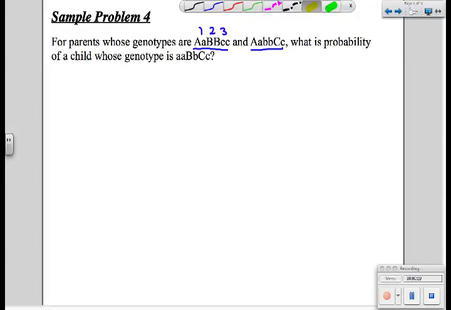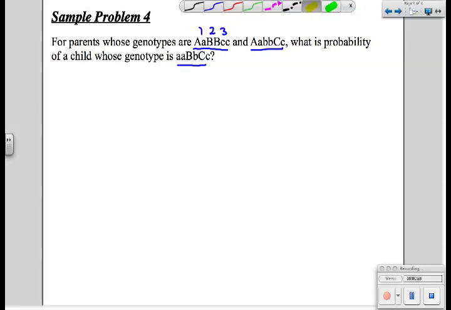I want to figure out the probability of a child who has a very particular genotype based on these two parents. Now, chromosomes sort independent of one another. So whether you get a big A going into a gamete has no effect on what kind of letter B you have going into a gamete. It's equally likely that you could get either of the two possible alleles. The events are independent of one another.